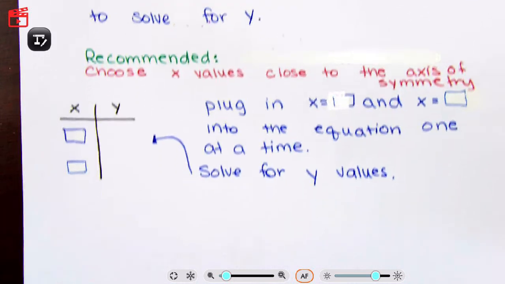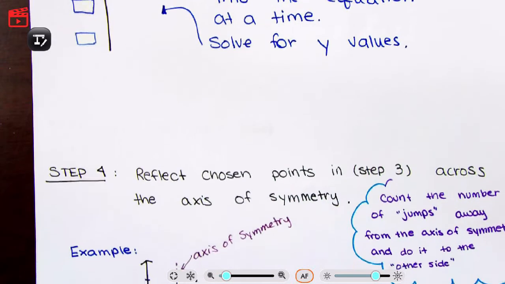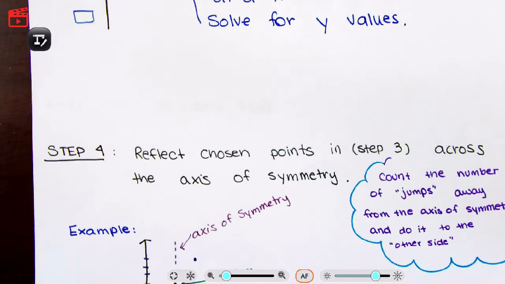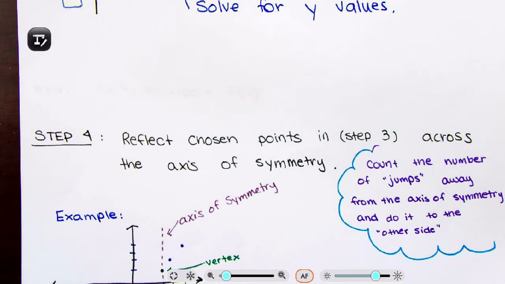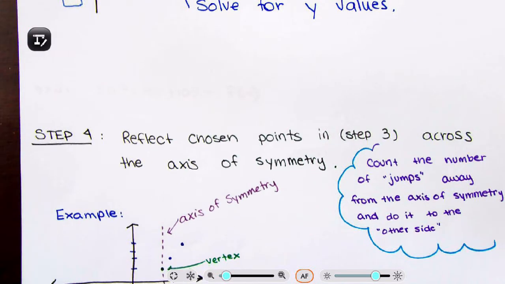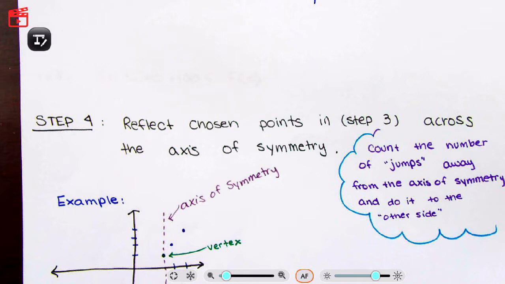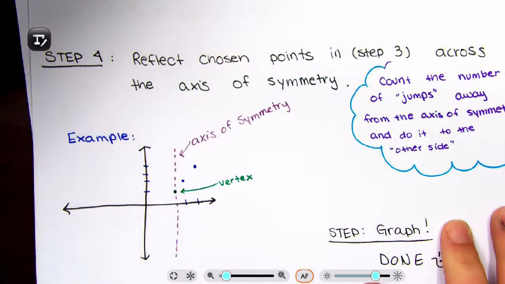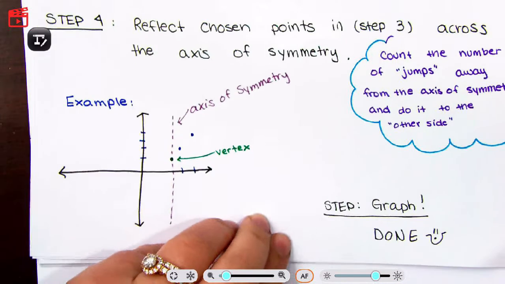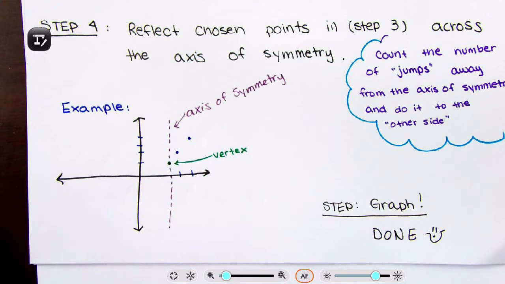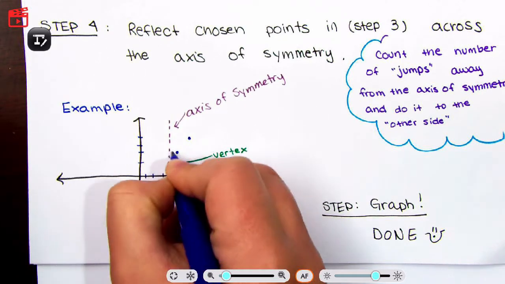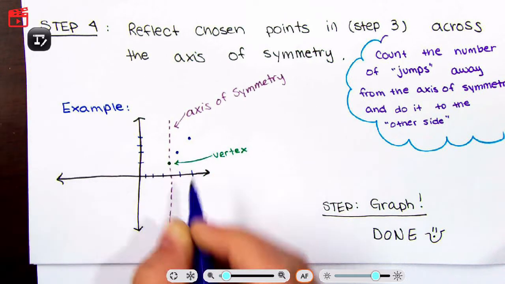Now, step number 4 is you're going to take those points that you just found in step number 3, and reflect them across the axis of symmetry. What I recommend is to count the number of jumps from the axis of symmetry and do it to the other side. So what does that mean? Let me shift my paper up here. So for example, if I have a point, here's my axis of symmetry, here's my vertex.